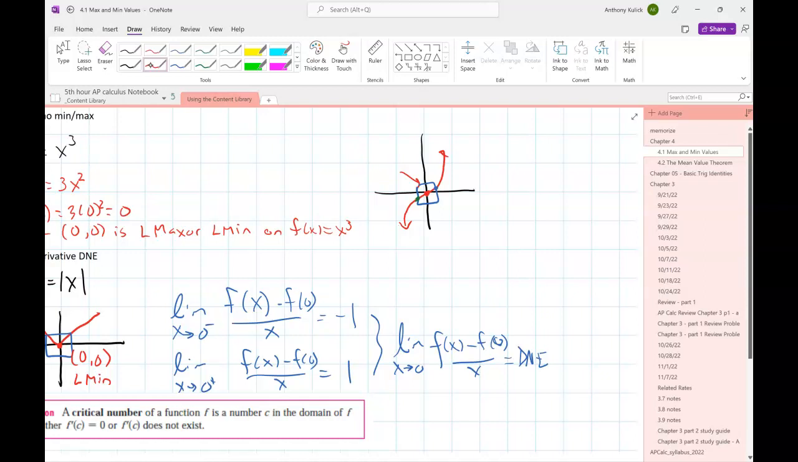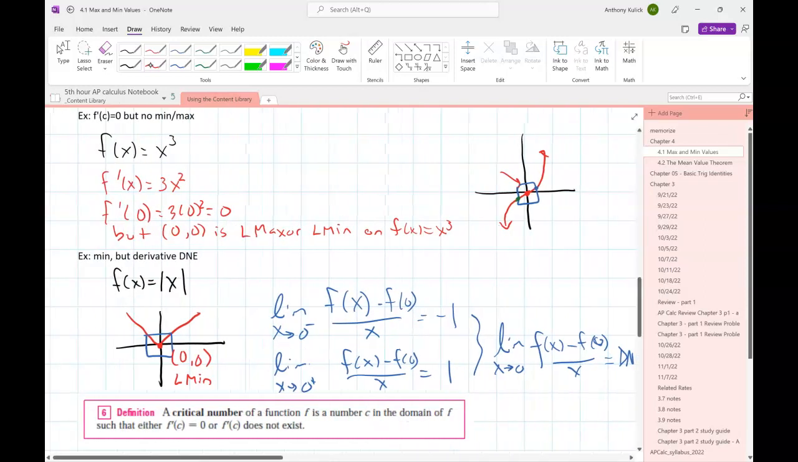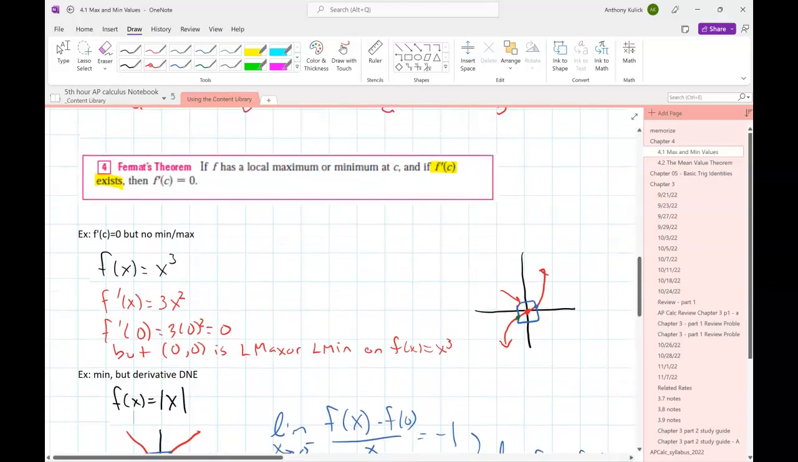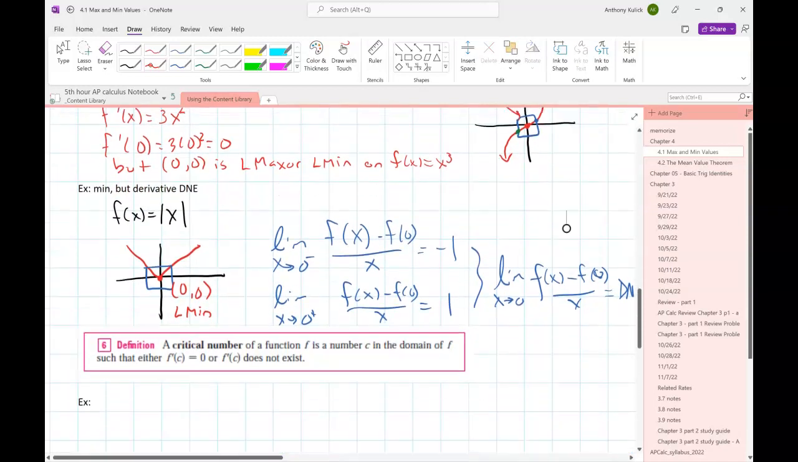But that's the point of this, to remind you that just because we have a function where the derivative is never equal to 0 doesn't mean that we won't have a maximum or minimum. We have to remember there's still the possibility of places where the derivative fails to exist to handle.